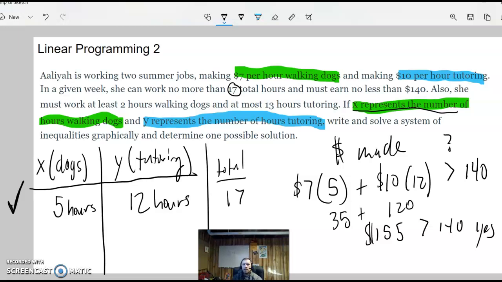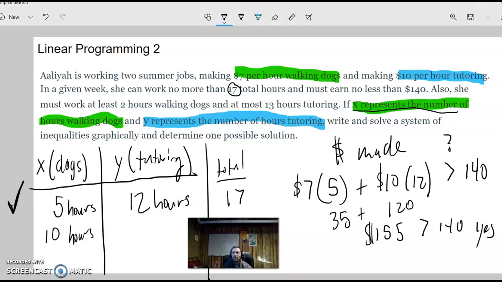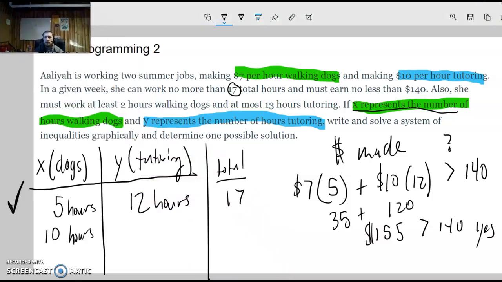Let's say I'm going to walk 10 hours of dogs. How do I know how much I have here? That's right, 10 and something has to be 17. And so 10 and 7 hours. Okay, 10 and 7 is 17. Yep, that works so far. So this plus this is this.